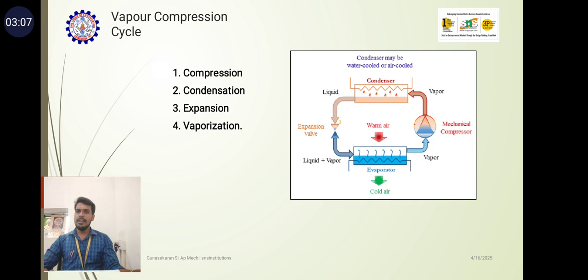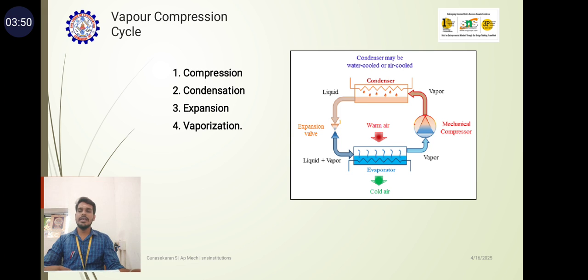Third one, expansion is the stage of the vapor compression cycle occurring after the refrigerant has condensed into the high pressure liquid. The liquid refrigerant passes through an expansion valve or capillary tube where its pressure suddenly drops. This drop in pressure causes a portion of the refrigerant to vaporize and cool rapidly, resulting in a lower pressure, lower temperature mix of liquid and vapor. This cold mix then enters the evaporator. This expansion process is essential because it reduces the temperature of the refrigerant.